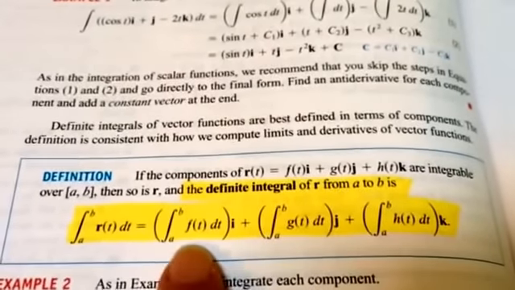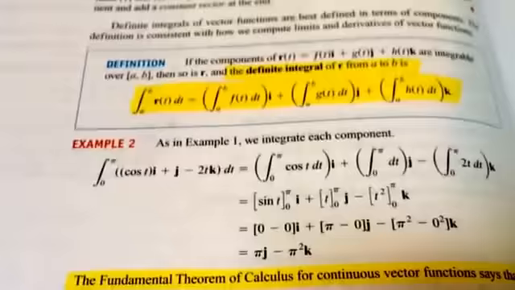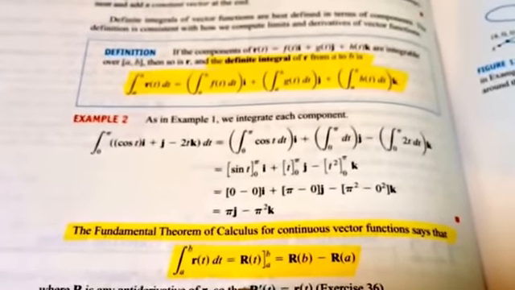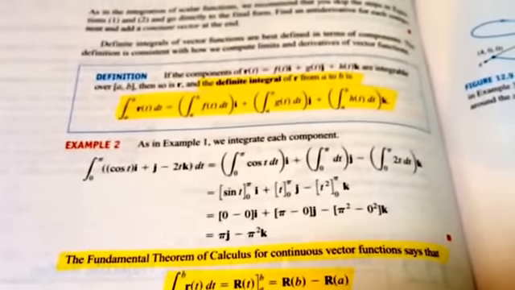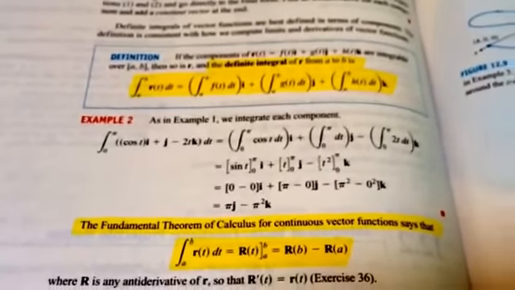And again, you're just looking at each of the pieces separately, like it's three separate problems, and then it's going to come out as a vector. They talk here about it from the Fundamental Theorem of Calculus. This is Fundamental Theorem of Calculus Part 2 that this comes from. So again, the capital R is the antiderivative of the lowercase r.